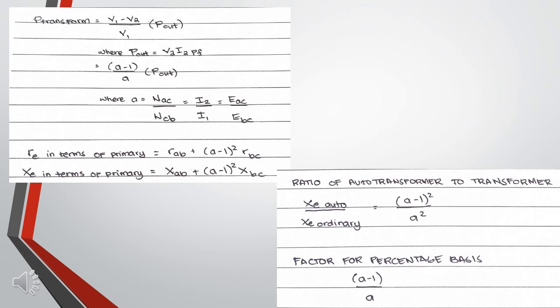So, next, ratio of autotransformer to transformer. This is sa reactance. So, the reactance of autotransformer over the reactance of the ordinary transformer is equivalent to the square of the quantity A minus 1 all over A squared. Last is the factor for percentage basis. Ang example po niyan is yung voltage regulation, losses, and the percentage of the voltage drops, which is equal sa quantity A minus 1 all over A.